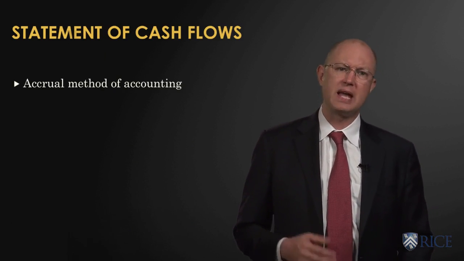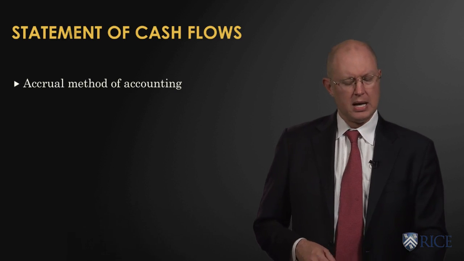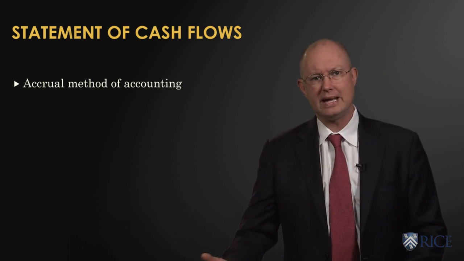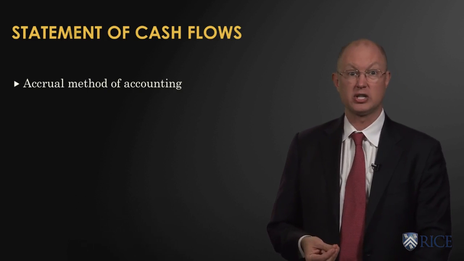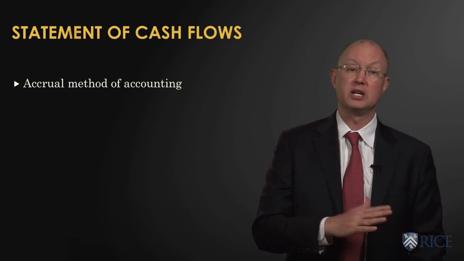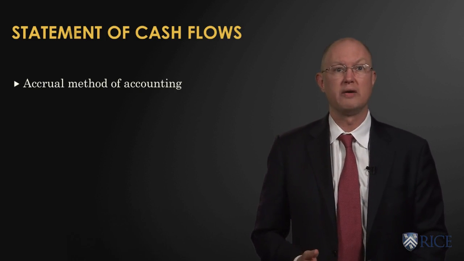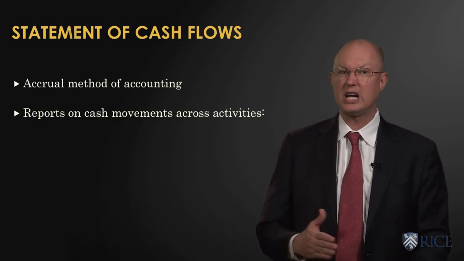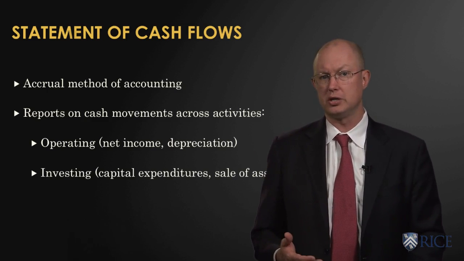Okay, the statement of cash flows, our third main financial statement that accountants produce for us, deals with the accrual method of accounting, which is that I book sales before I actually get the money or the actual cash. And so the statement of cash flows helps us reconcile the fact that the income statement doesn't track actual dollar bills, but generates accrual revenues. The statement of cash flows is going to report on cash movements across operating expenses. It's going to tell us how much net income and depreciation there was.